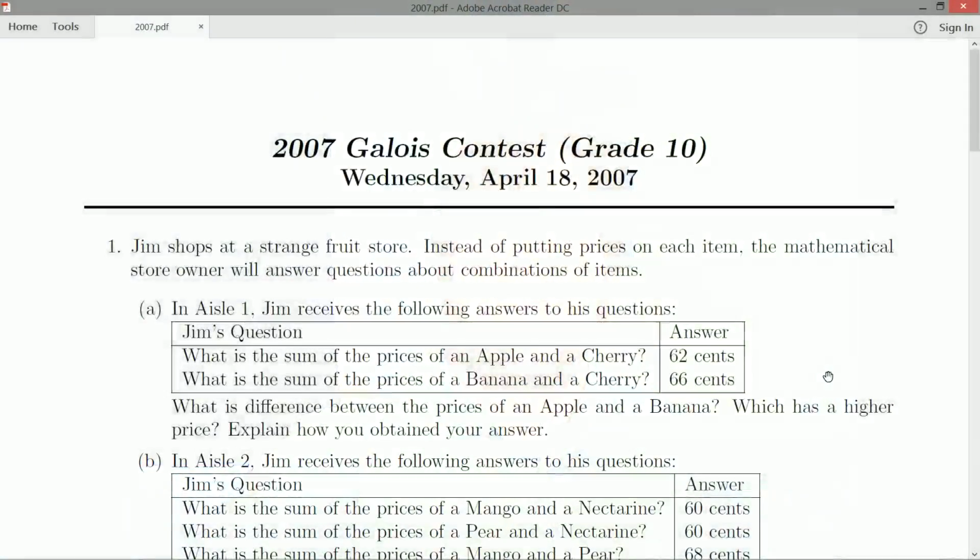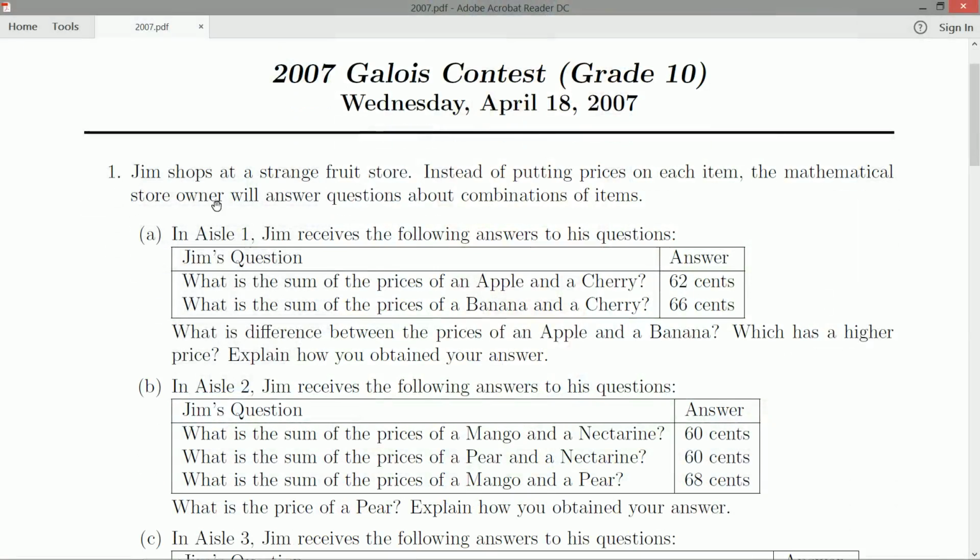Good, done? All right, great. So let's talk about question number 1, and then in the next video we're going to do question number 2, and so on. So you, I would hope, have taken a look at this one. This is my first time seeing this question here. Jim shops at a strange fruit store. Instead of putting prices on each item, the mathematical store owner will answer questions about combinations of items. That's probably a very frustrating business model.